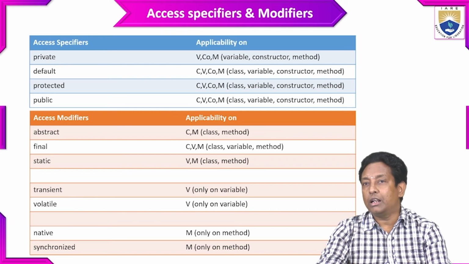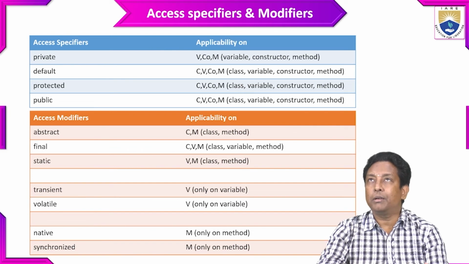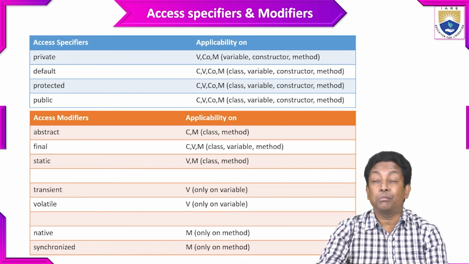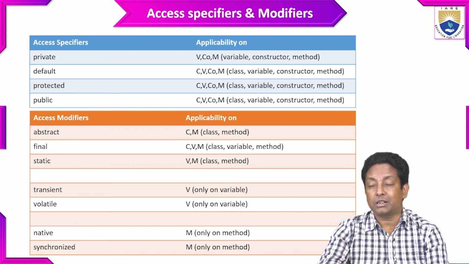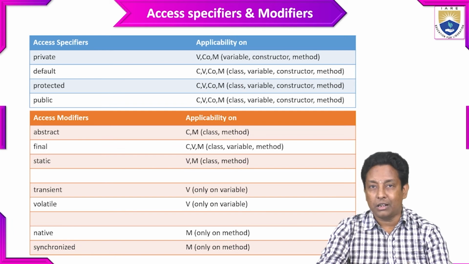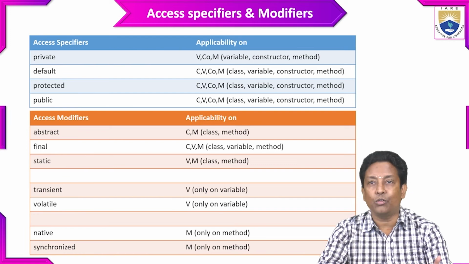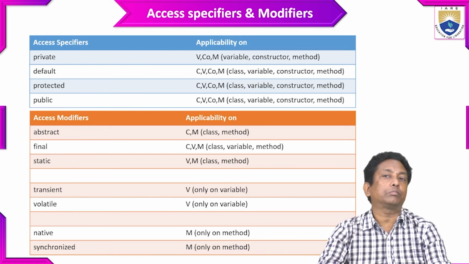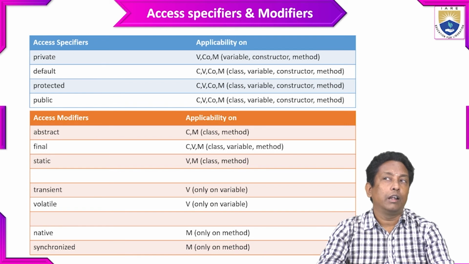Private can be assigned only to variable, constructor, and method, but not to class. Class cannot be private. Class members can be private. What are class members? Variables are class members. Constructors are class members. Methods are class members. Only class members can be declared as private. Class cannot be declared as private. That point is very clear. VCOM: variable, constructor, method.